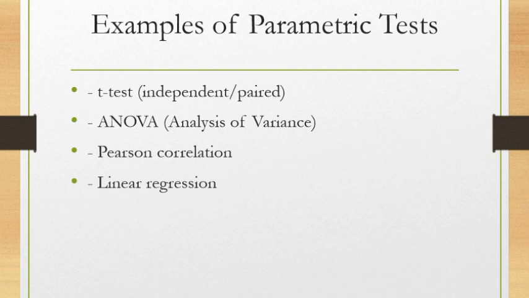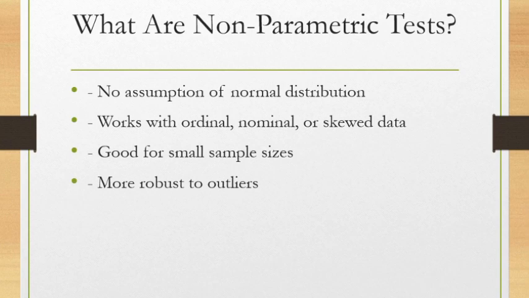Let's proceed to non-parametric tests. What are non-parametric tests? Non-parametric tests do not require data to follow a normal distribution. In fact, they work great when your data is skewed or not normally distributed. And also, they work best when your data is at the ordinal or rank level, like satisfaction levels when you are carrying out a survey, where you have things like poor, fair, good, excellent. So that is in rank order.